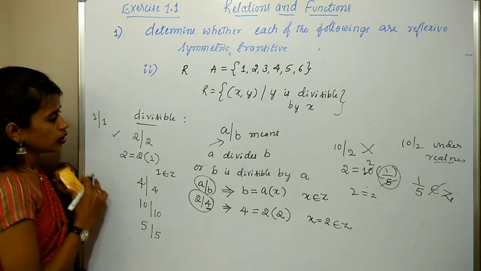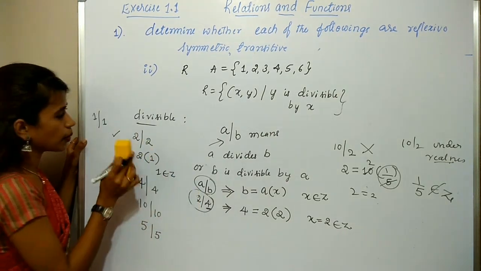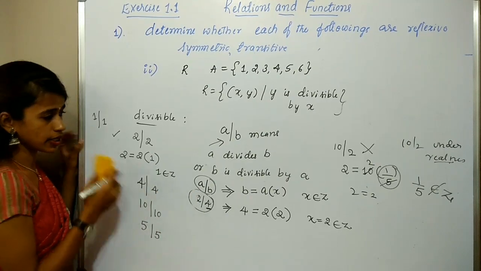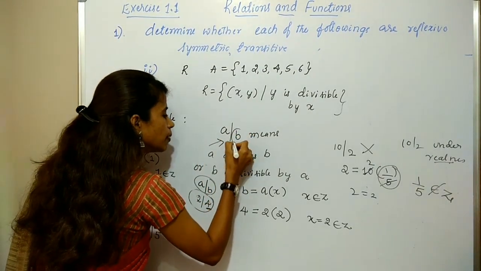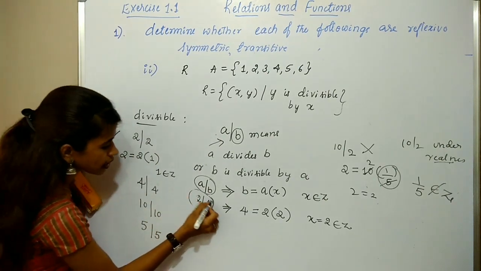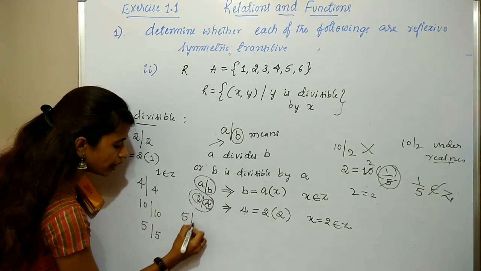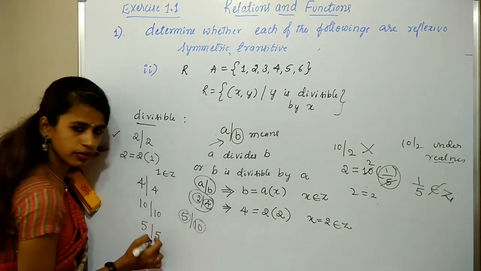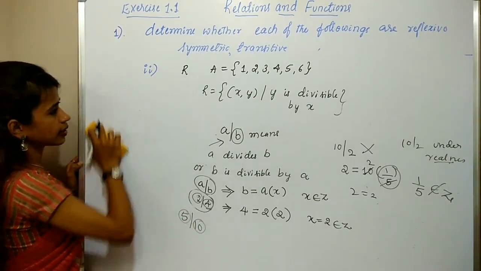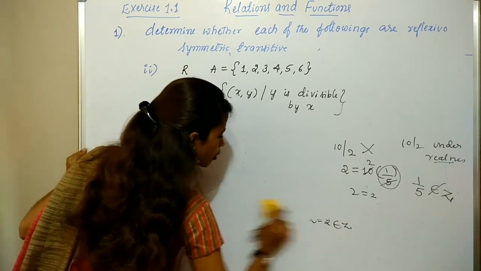Okay. Next. So this is about divisibility, or divisible by, or divides. Here B must be greater than A. So here 4 is greater than 2. If I take 5 divides 10, 10 is greater than 5. So that is divisibility. Next. Is it clear for divisibility?